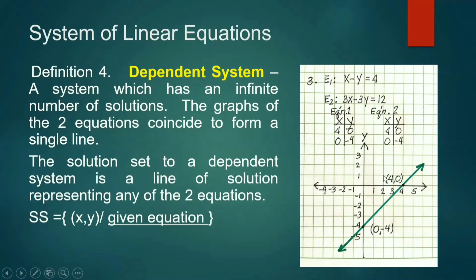And this is an example of a system which is a dependent system. There is only one graph because the two equations have the same values for the table of values here.